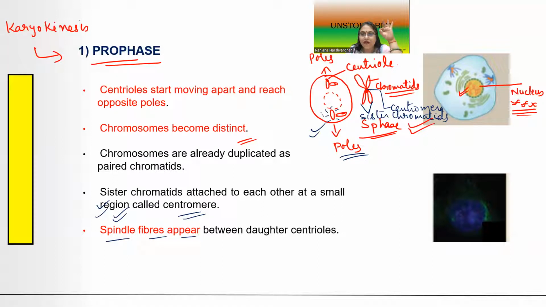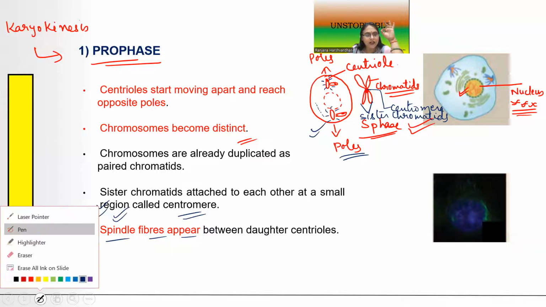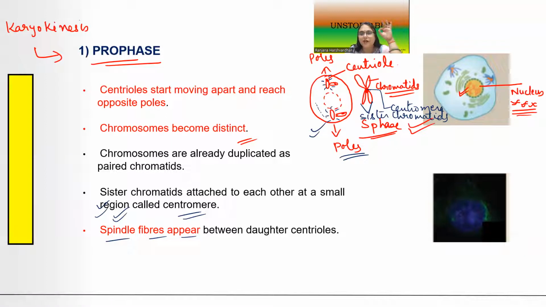So from here, children, some thread-like structures will begin to appear. Let me give a different color to this thread-like structure. Let me make it green. So from here, some thread-like structures are appearing. Some thread-like structures are coming out from these aster rays here. Thread-like structures are coming out from the centrioles and they are going towards the chromosomes.